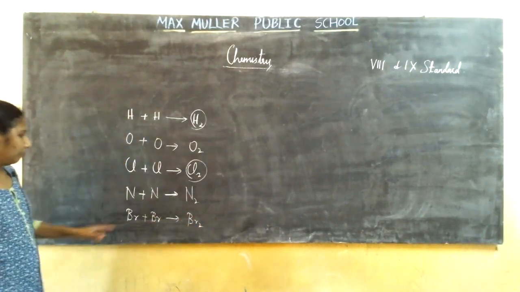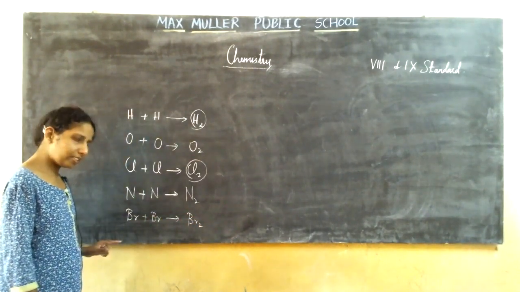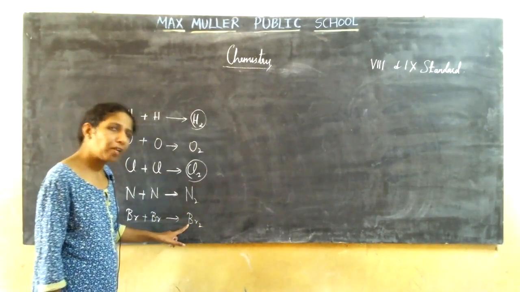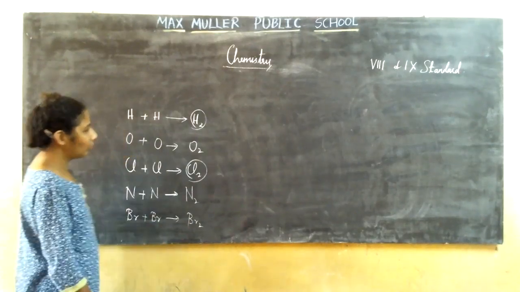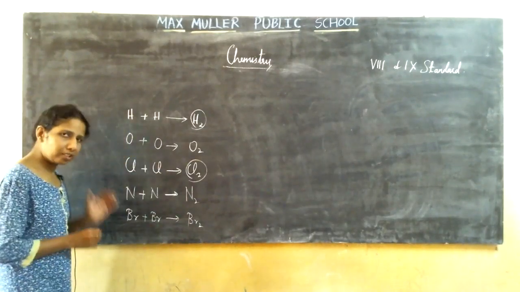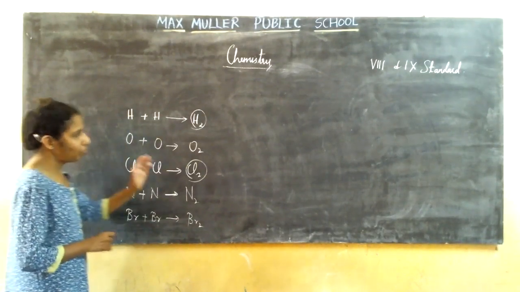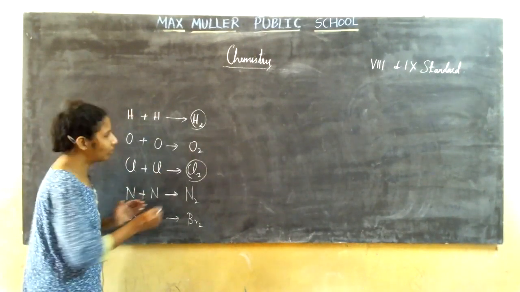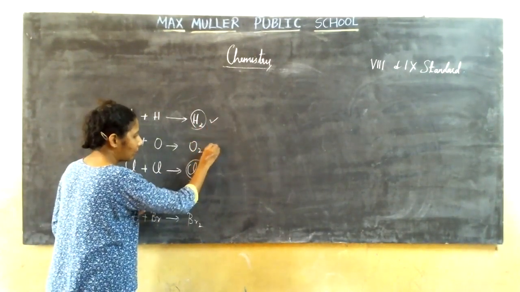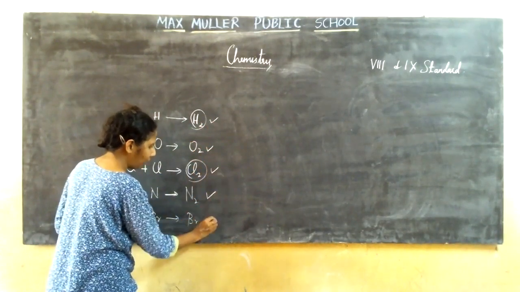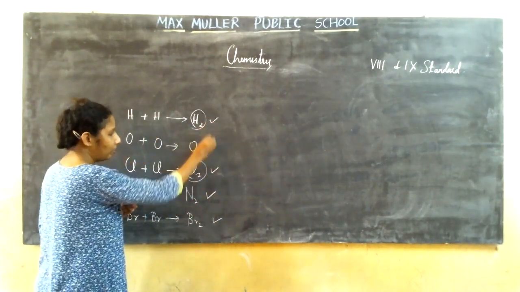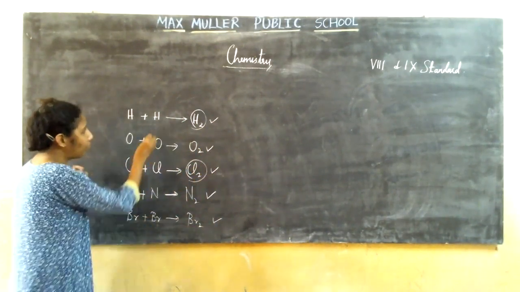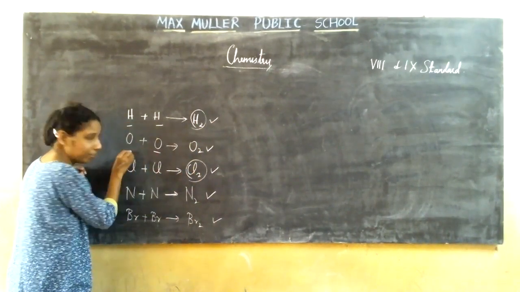Okay. A bromine atom does not exist independently, so it combines with another bromine atom to form a molecule of bromine. Atoms generally do not exist independently, but molecules always exist independently. Now listen to this carefully. Hydrogen, oxygen, chlorine, nitrogen, bromine. They all are made up of the same kind of atoms.